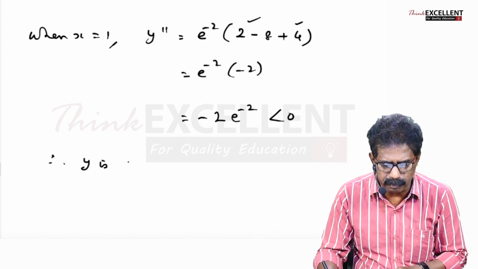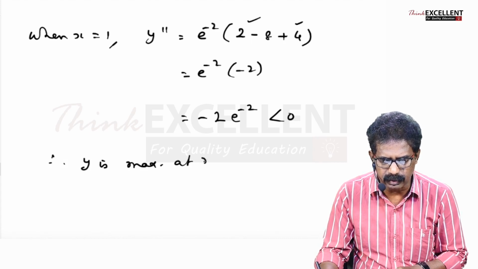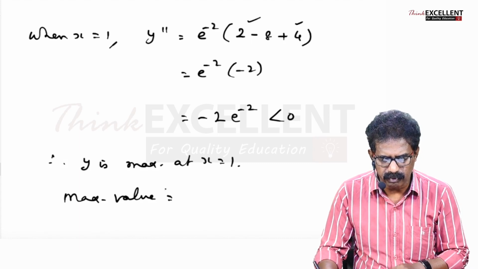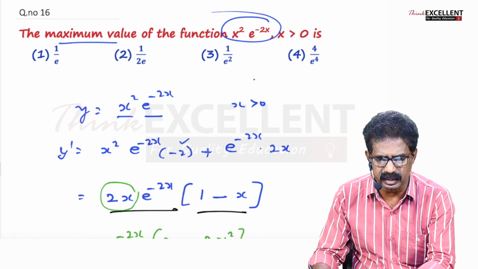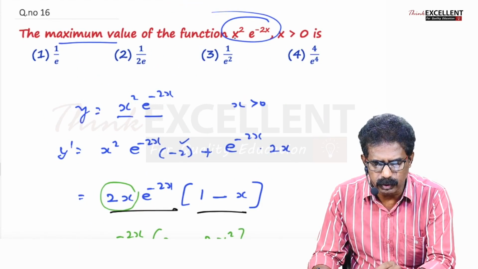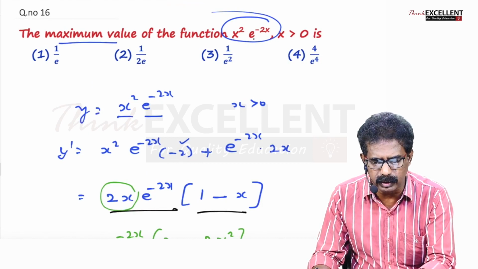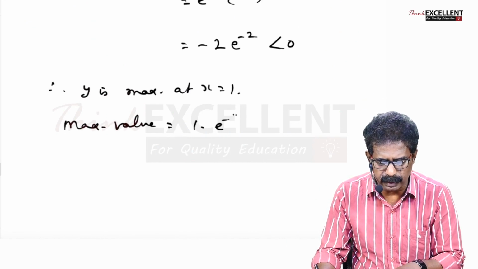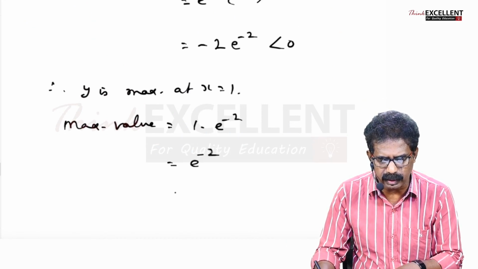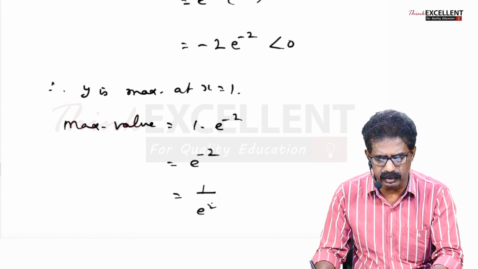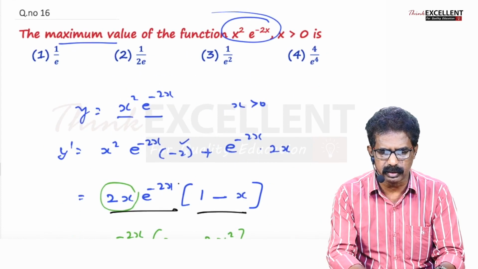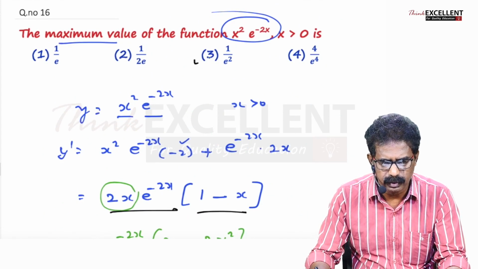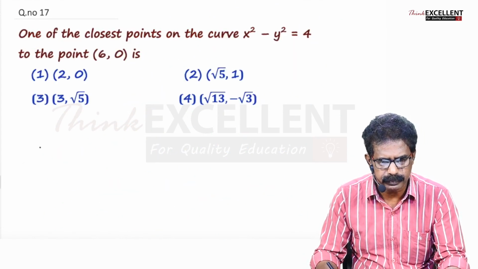Therefore, y is maximum at x equal to 1, and the maximum value is, for x you put 1 in the given function. So x square, that is 1 square, 1 into e raised to minus 2, that is e raised to minus 2, or you can write 1 by e square. Okay, so that is the correct answer. So the answer is 1 by e square, that is the third option. Now let's move on to the next question.